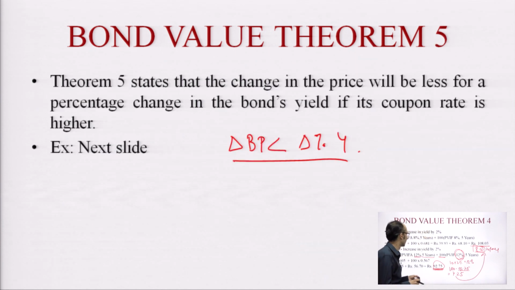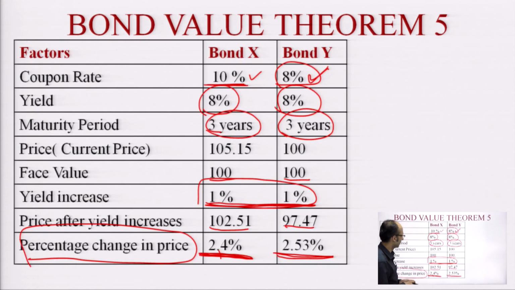And lastly, the fifth theorem states that the price of the bond will be more affected in the case of bonds where the coupon rate is far less in comparison to bonds which have a higher coupon rate.